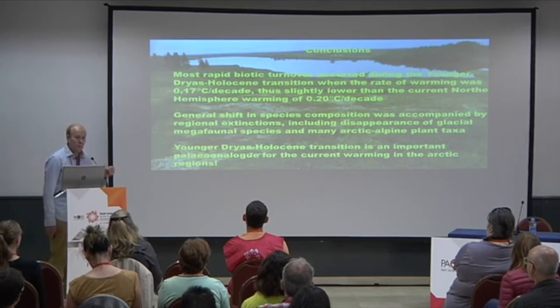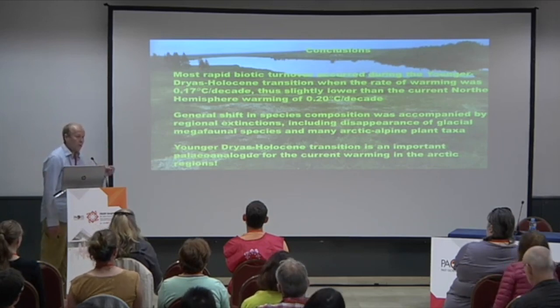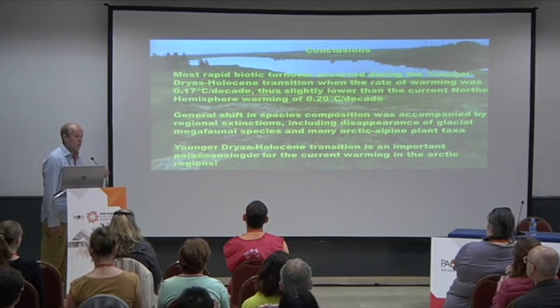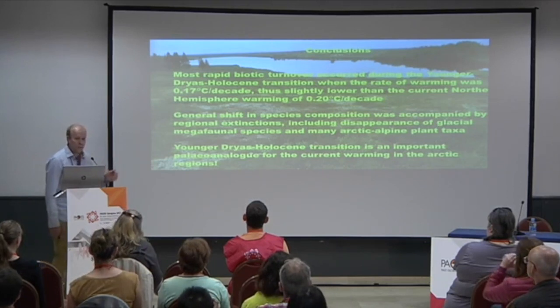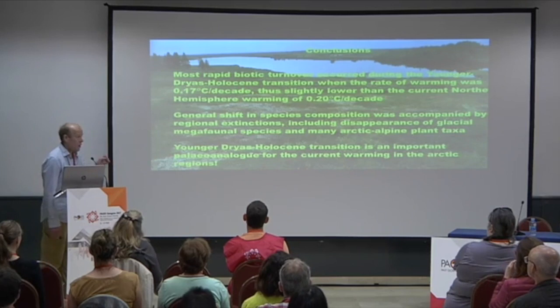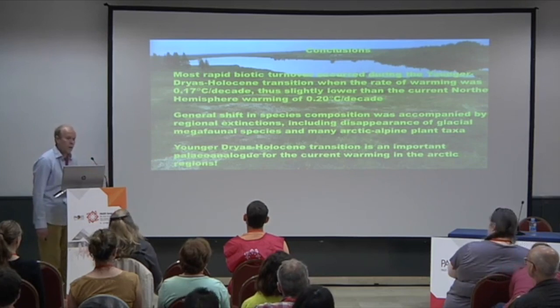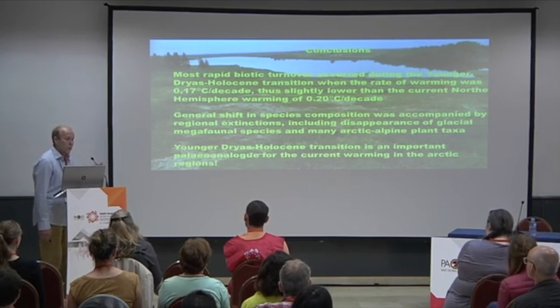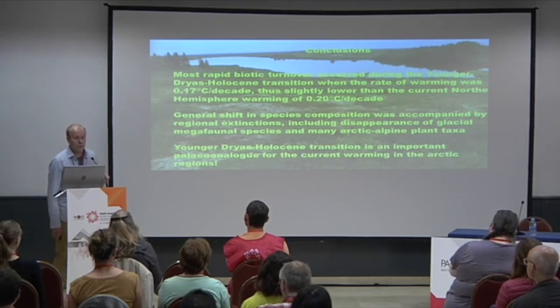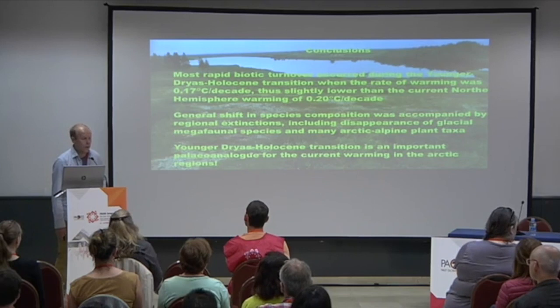So in this way, we can see especially the Younger Dryas Holocene transition as an analog to the situation we are having right now, especially in the subarctic areas, where the summer temperature now is roughly comparable with the summer temperature during the late Pleistocene in many parts of Europe.